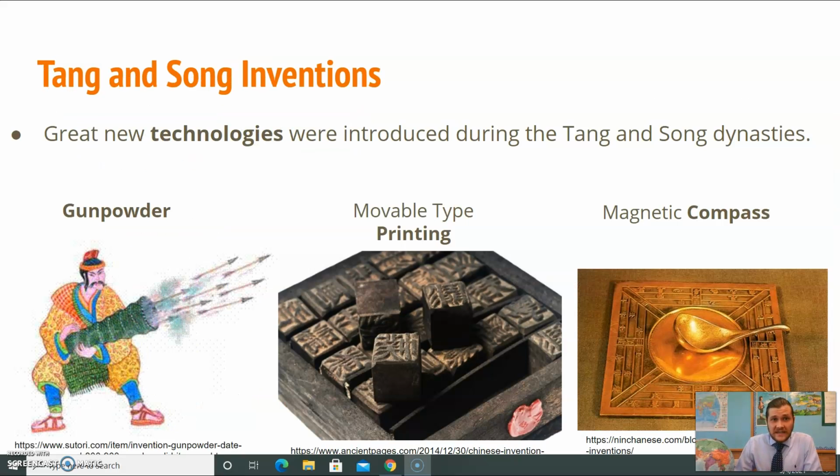Now, the Tang and Song dynasties also gave way to new inventions. So there were lots of great new technologies that were introduced during this time. One is gunpowder. The other is movable type printing. And with movable type printing, you can see here how there's these different blocks that have Chinese characters on them. Basically it was kind of like stamps, where you could take what would be a page of writing and with the movable type, change what it's going to say, but be able to mass produce books instead of having to write everything. And then they also invented the magnetic compass.